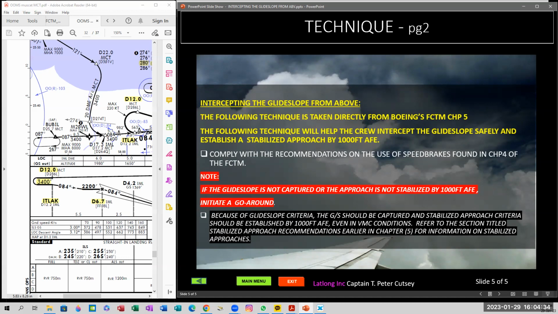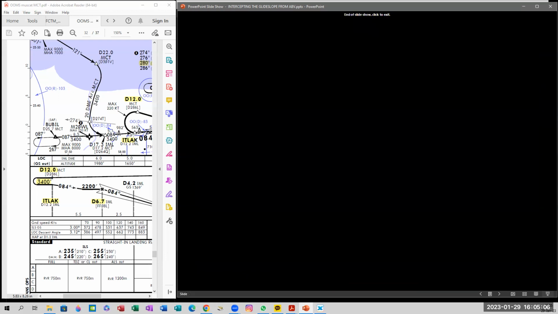Because of glide slope criteria, the glide slope should be captured and stabilized approach criteria should be established by 1,000 feet above field elevation, even in VMC conditions. We're in VMC today, and I did that so we can appreciate visually our position. We're going to do this in two parts. This will be part one. And in part two, we will actually do a best approach, or that is a go-around procedure.